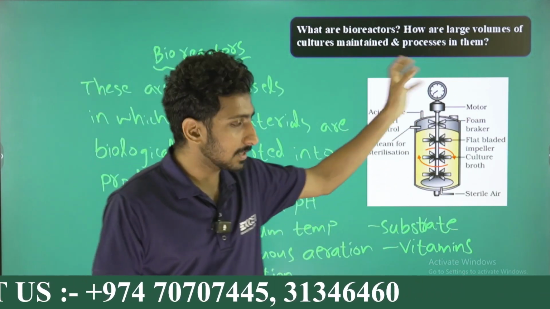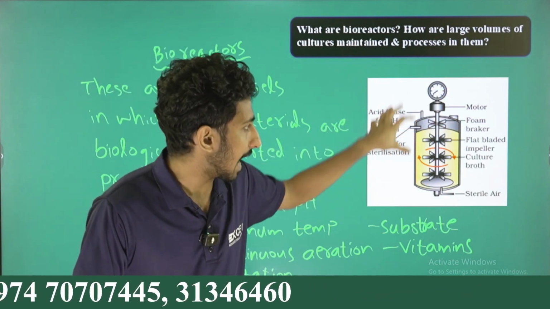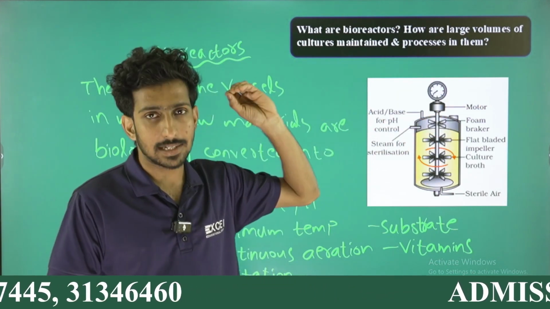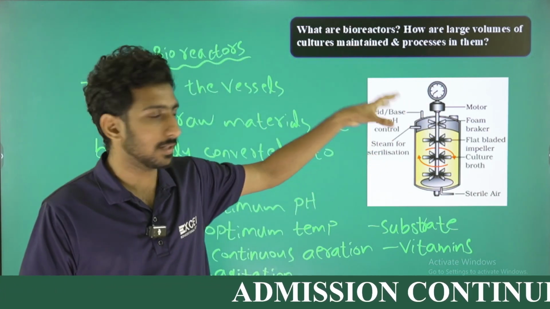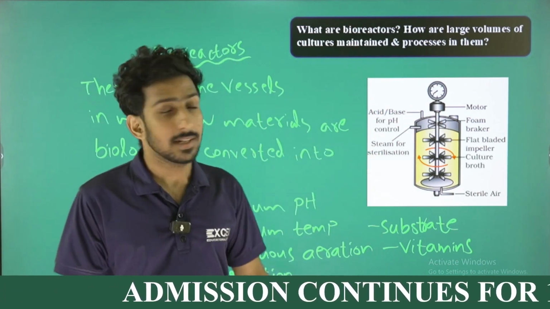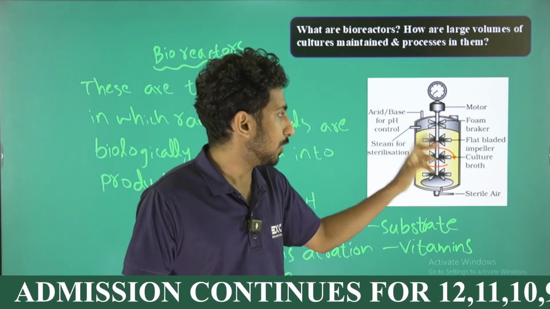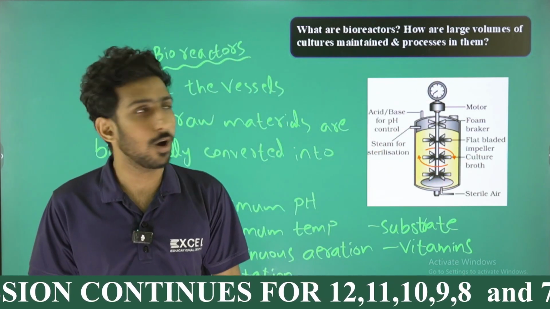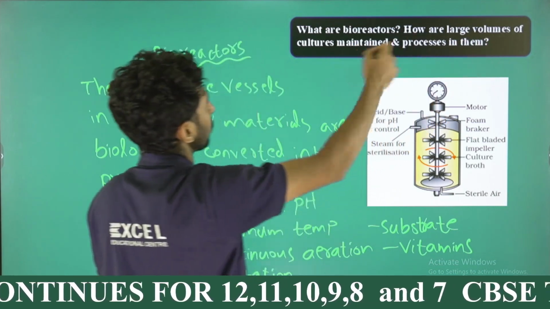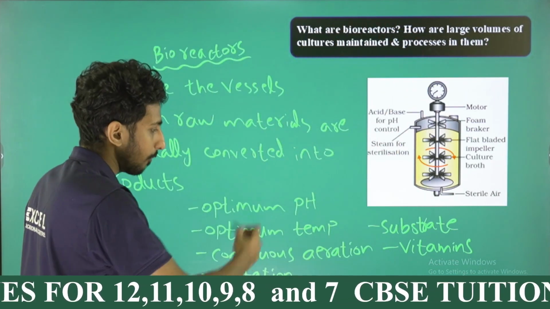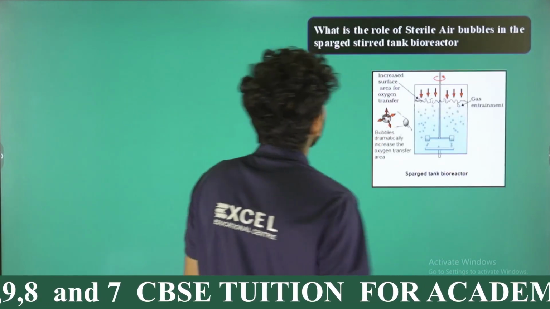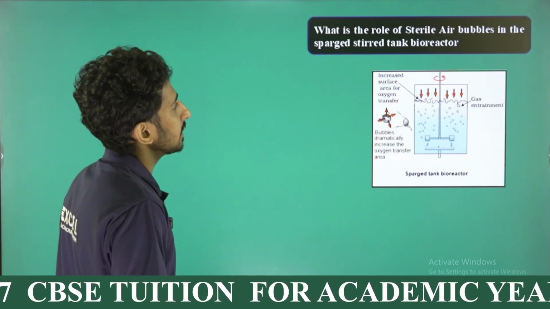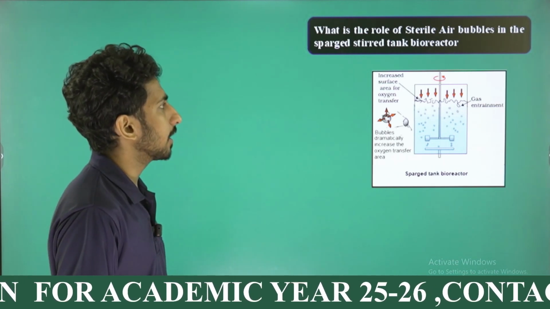Got it? In some questions the diagram of bioreactor will be given. What is this reactor? This is simple stirred tank bioreactor. The labeling question will be there, like ABCD. You have to label those. So how are large volumes of cultures maintained and processed? By providing this much optimum conditions. Got it? Next one. What is the role of sterile air bubbles in the sparged stirred tank bioreactor?